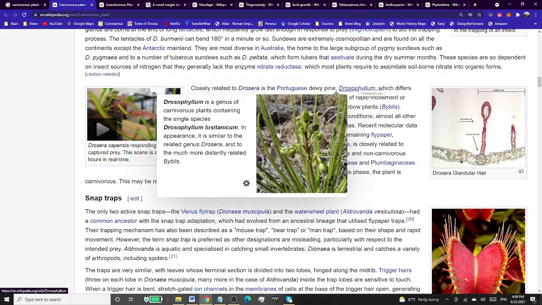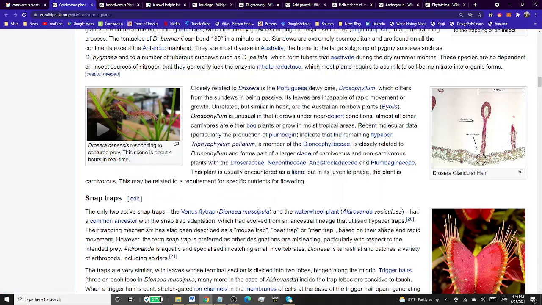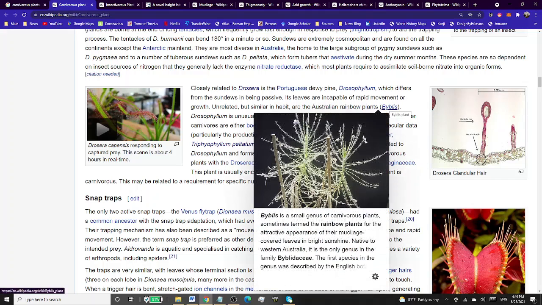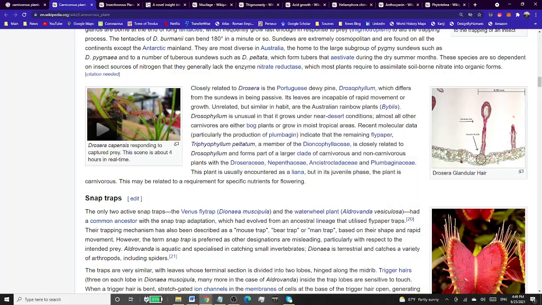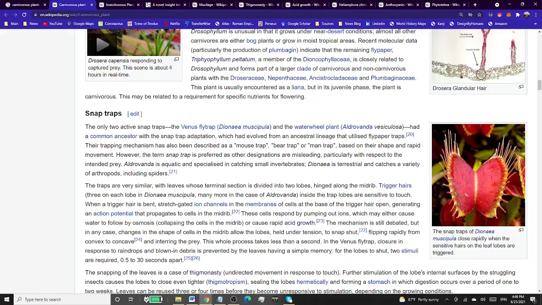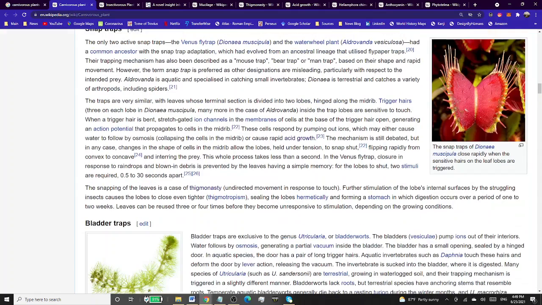Oh, interesting. This is another version of it. And this is a dewy pine, so like long hands, which are very sticky. Yeah, a lot of these plants seem to live in hard places, it's always bogs, mountains. This one lives near deserts. They always live in the hardest places. So you cover those guys.